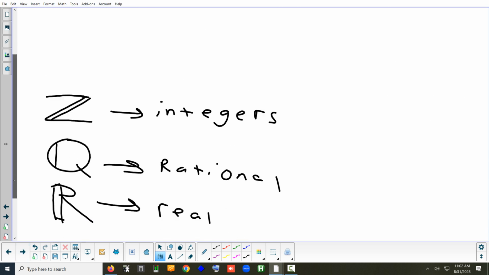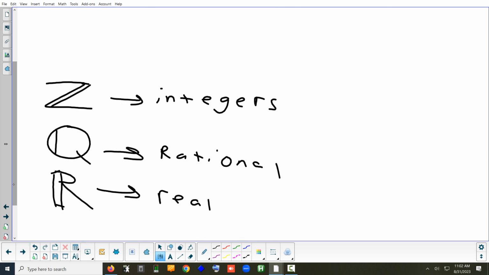So a couple different symbols that we use. I think the bottom one makes the most sense. We use this capital looking R with this extra line here. That's the symbol for real numbers.